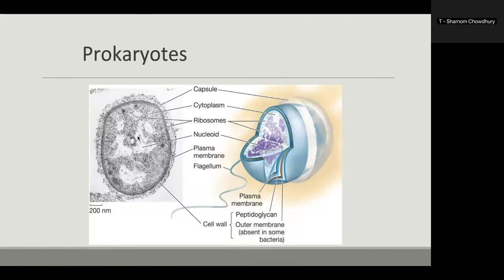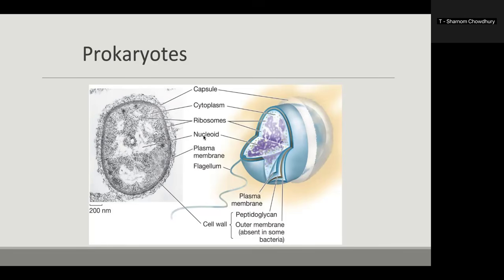All right, so as I mentioned before, prokaryotes include all bacteria and all archaea. They're extremely unique as they are unicellular organisms and they don't contain any membrane-bound organelles. They have what's known as a capsule. A capsule is a protein coat that protects the prokaryote. They do have a cytoplasm, ribosomes and a plasma membrane, and they also have a nucleoid.